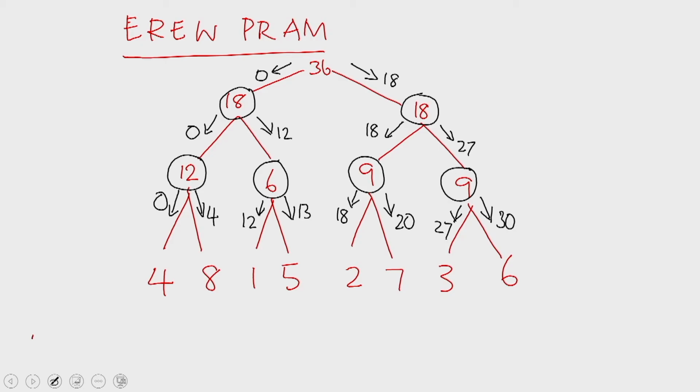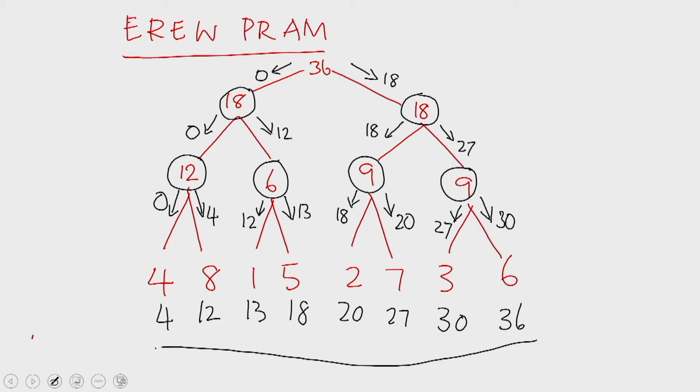So, now the leaves are receiving some values from above. These values have to be added to the contents of the leaves. So, 4 plus 0 is 4, 8 plus 4 is 12, 1 plus 12 is 13, 13 plus 5 is 18, 2 plus 18 is 20, 20 plus 7 is 27, 27 plus 3 is 30, and 30 plus 6 is 36. We find that these are indeed the prefix sums of the given array. So, the algorithm works correctly.